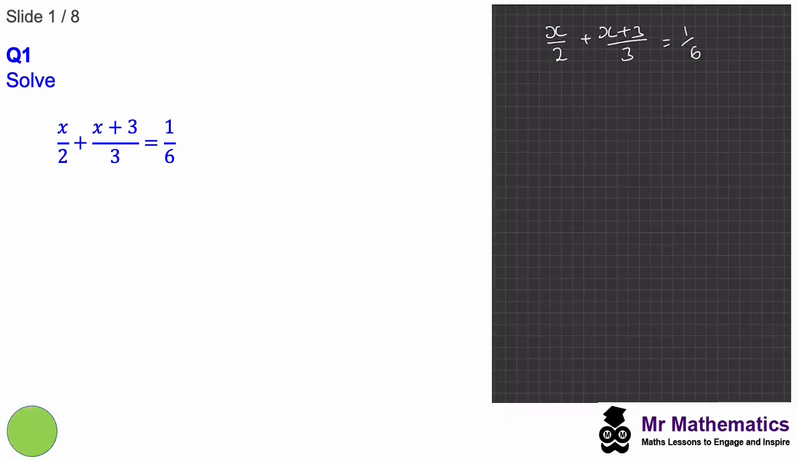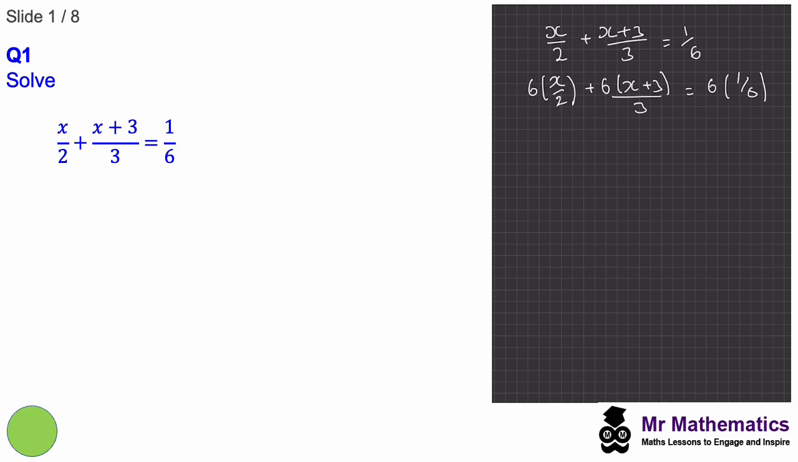To solve this equation, we need to cancel out the divisions of 2, 3 and 6. So to do this, we're going to multiply everything by 6, which is their lowest common multiple. So we have 6 lots of x over 2 plus 6 lots of x plus 3 all over 3, which is equal to 6 lots of 1/6.